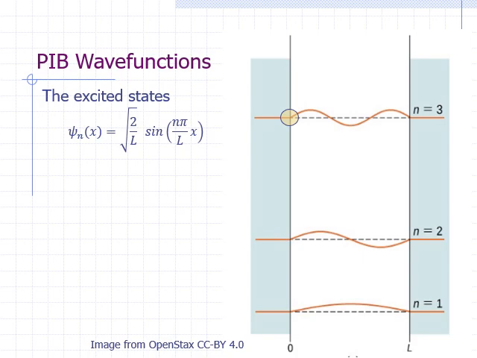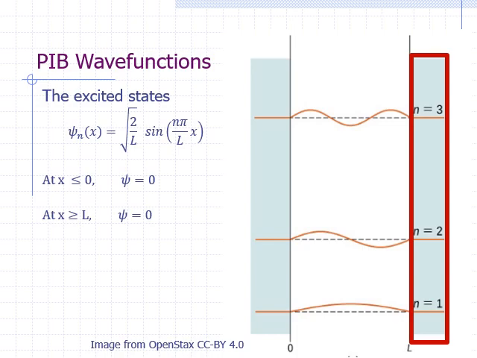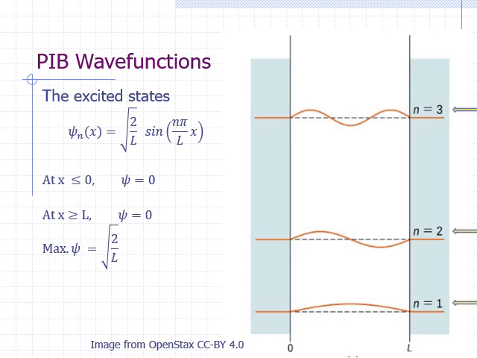What do these functions have in common? You can see that at the edges of the box and outside, psi is equal to 0. At x less than or equal to 0, psi is 0. And at x greater than or equal to L, psi is also equal to 0. They all have the same maximum value of psi. It's square root of 2 over L, since the maximum possible value for the sine factor is 1. For the excited states, psi can complete at least one cycle, and the minimum occurs at negative square root of 2 over L, as expected, since the minimum value for the sine function is -1.